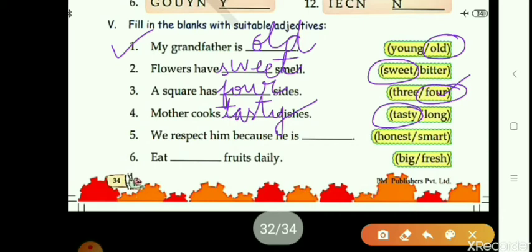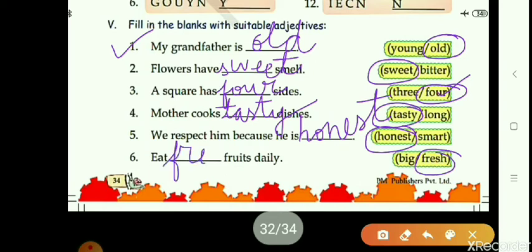Then number 5, we respect him because he is smart or honest. Because he is honest. We respect somebody for his honesty. So the correct option is honest. Honest. Okay. Now number 6, eat blank fruits daily. Now which fruits? Big fruits or fresh fruits? We should eat fresh fruits. Correct option is fresh.